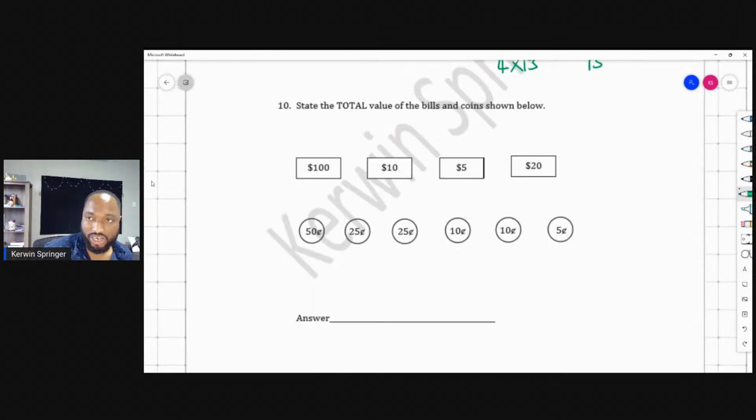Well done. State the total value of the bills and the coins shown below. So we have 100, 10, 5, 20. We cross 300, 100, 10, 5, 20. So that means the likes should be going up to 300 as well.